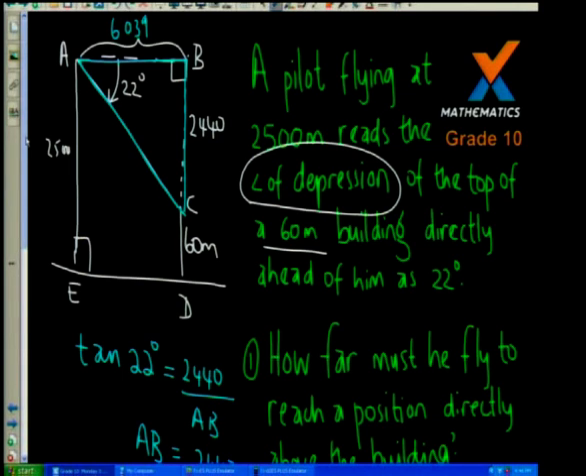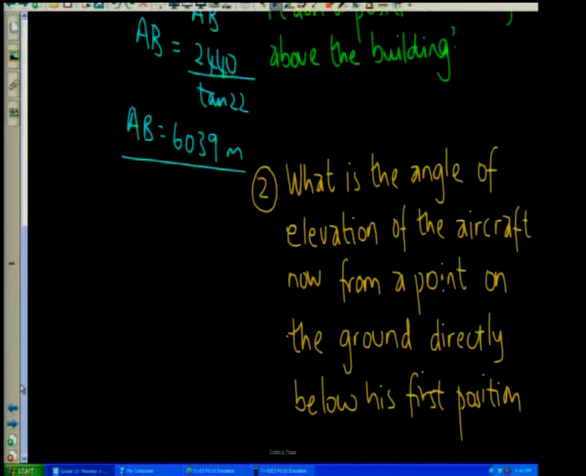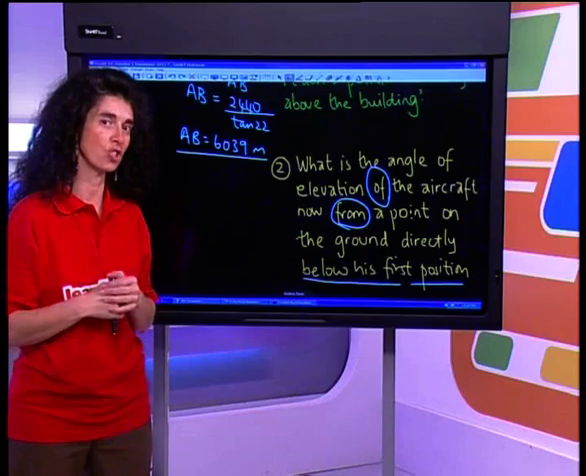Okay. Now, there's a further question to this. There's a follow-up question. It then goes on to say, what is the angle of elevation of the aircraft? Okay, so these words are quite powerful because they tell us what we're looking at. So we are looking at the aircraft. Now, from where are we? From a point on the ground directly below his first position. So where's that? Where is the position on the ground which is directly below the pilot's first position? Do you know where that is?